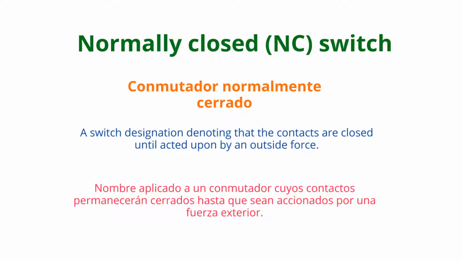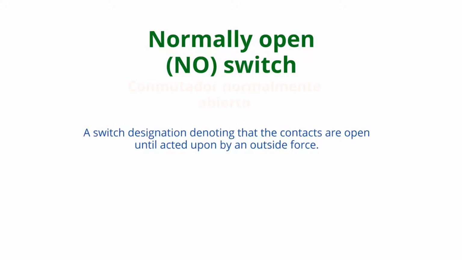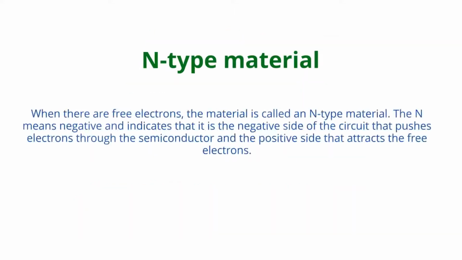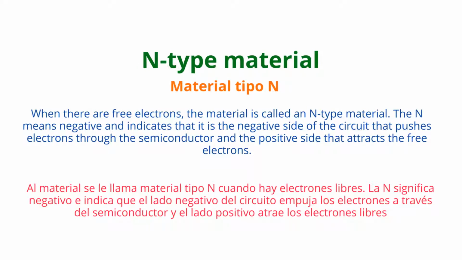Normally closed, or NC switch. A switch designation denoting that the contacts are closed until acted upon by an outside force. Normally open, NO switch. A switch designation denoting that the contacts are open until acted upon by an outside force. N-type material. When there are free electrons, the material is called an N-type material. The N means negative and indicates that it is the negative side of the circuit that pushes electrons through the semiconductor and the positive side that attracts the free electrons.